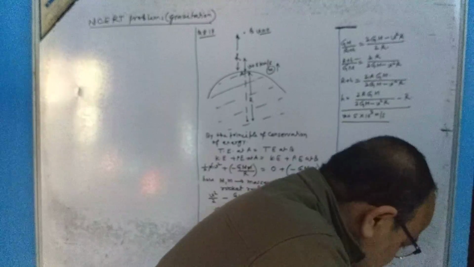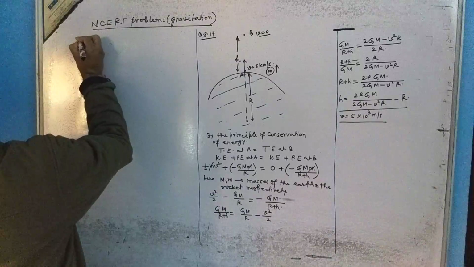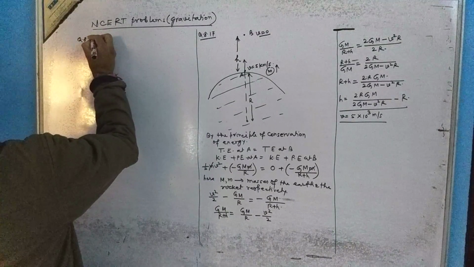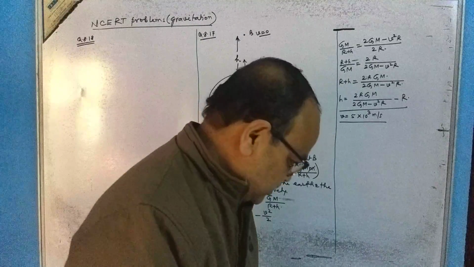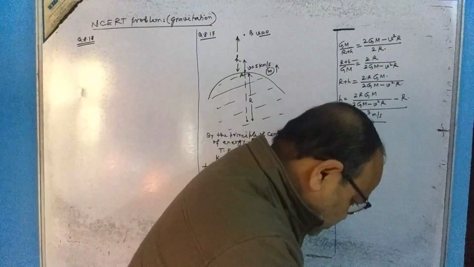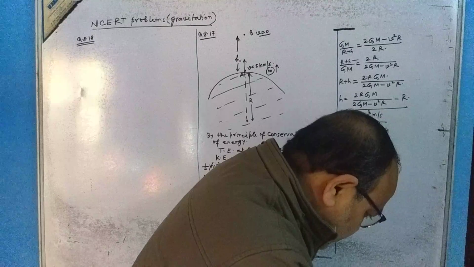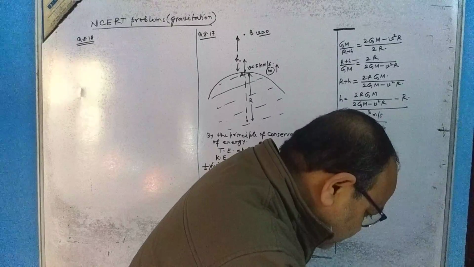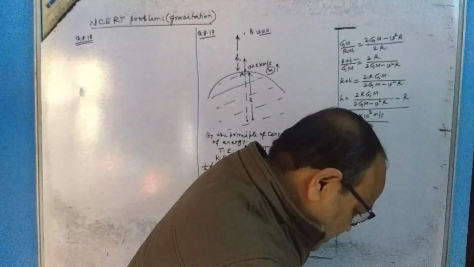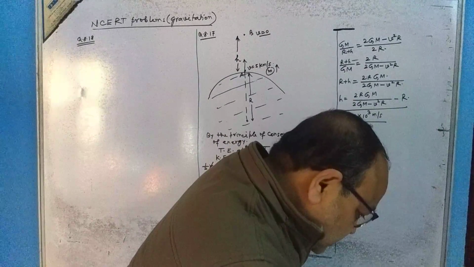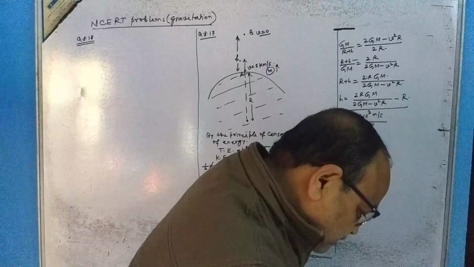Another question. Again, the type is changed. Again, I am coming to question number 8.18. It's also a very important question. Look, a very important question it is. It is here. The escape speed of a projectile. It is on the escape speed. The escape speed of a projectile on the Earth's surface is 11.2 kilometer per second.